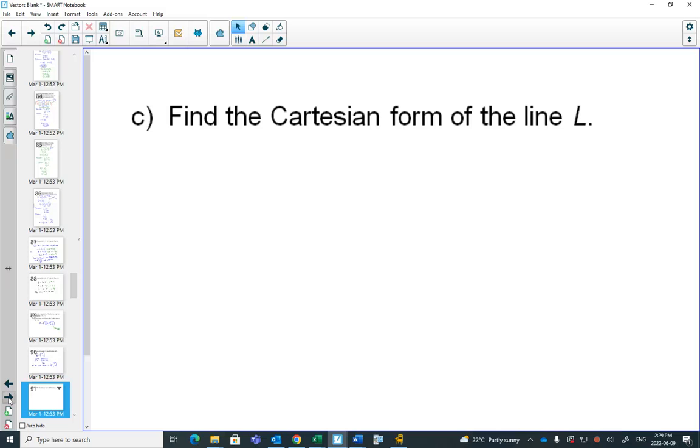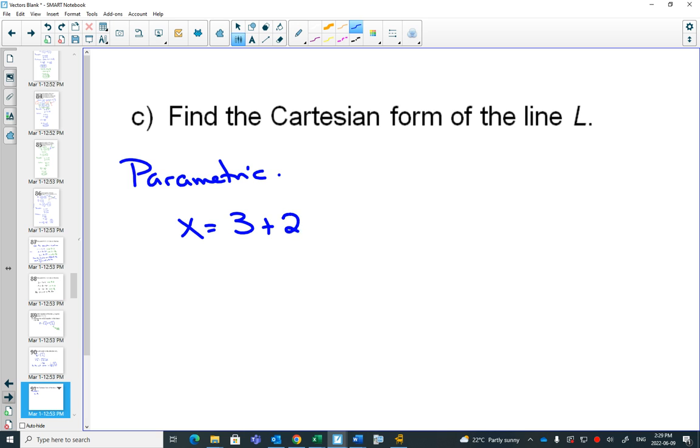And this seems nicer than the past one because it just asks for the Cartesian form and not the parametric form. But you have to write out the parametric form before you can get to the Cartesian form anyways, so I'm not sure if it is any better. Parametric says look at your x-coordinate. Your x-coordinate was 3 plus 2t. Your y-coordinate is 5 minus 5t.